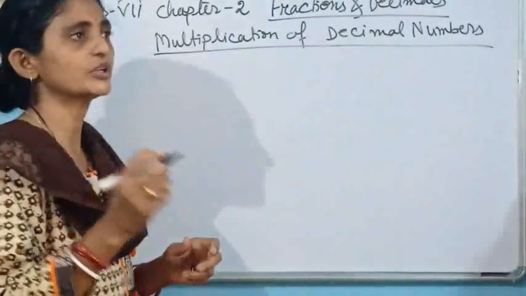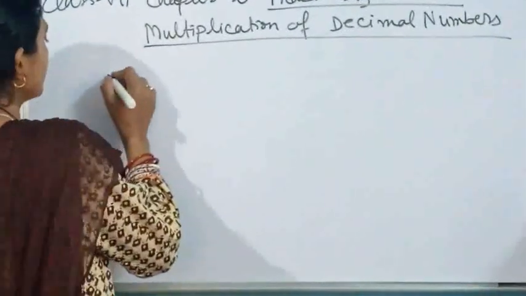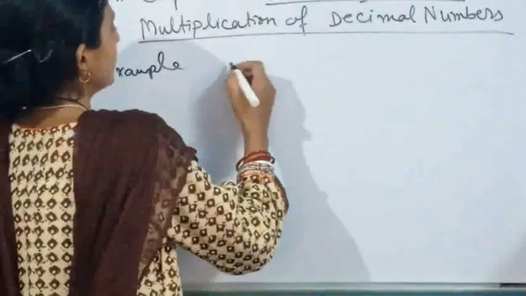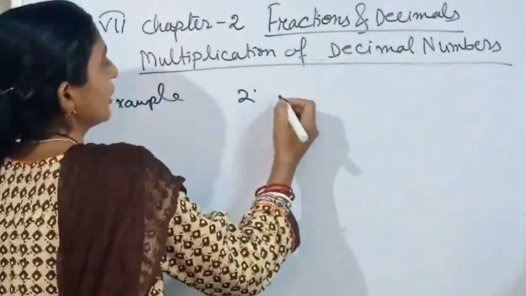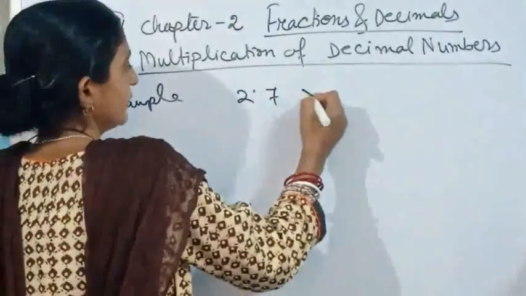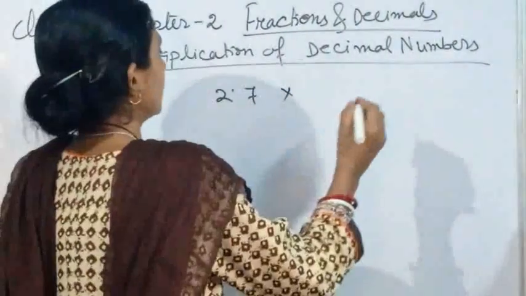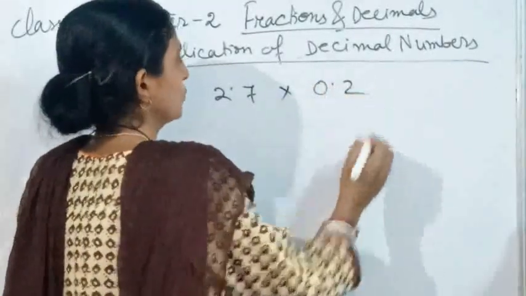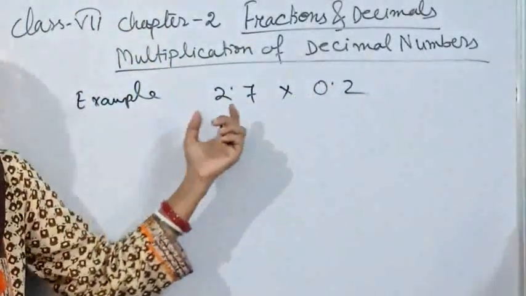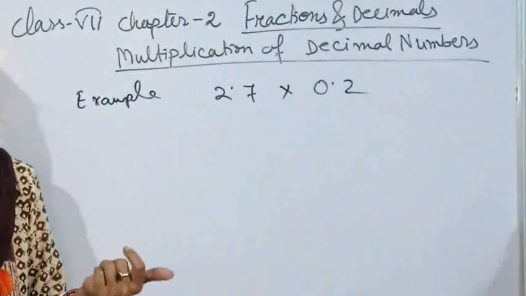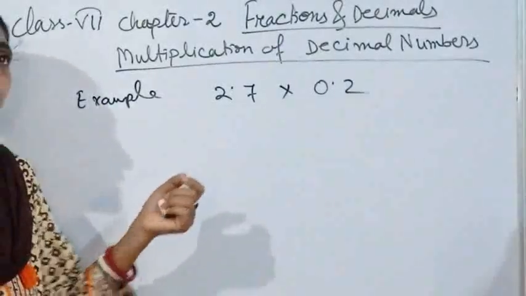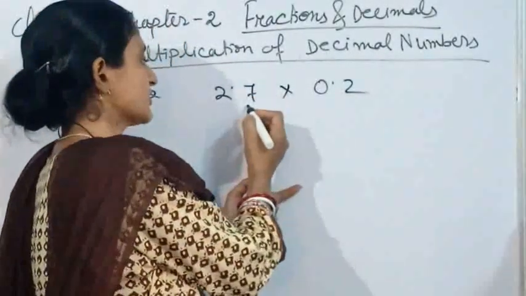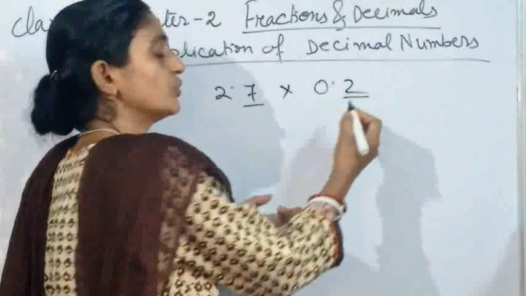Let it be, I am taking the first example, 2.7, and I am multiplying this by 0.2. Here I have taken two decimal numbers, but you don't know how to multiply these numbers. In these two numbers you might have noticed that both numbers have one decimal place. Here one decimal place, here also one decimal place.